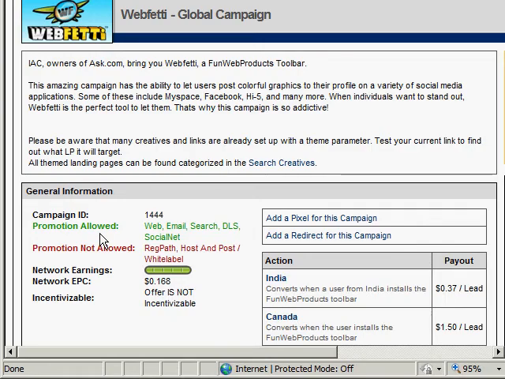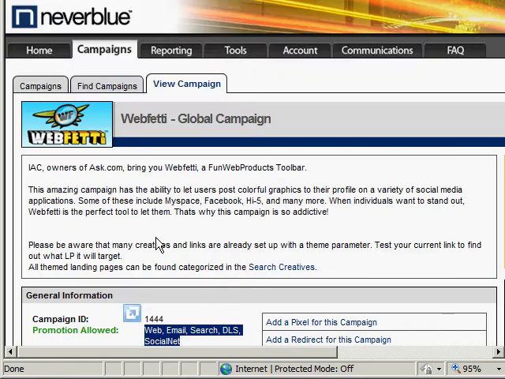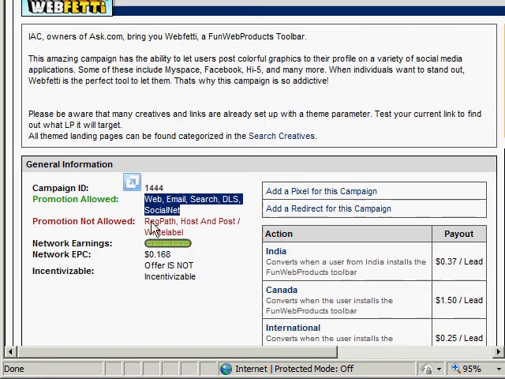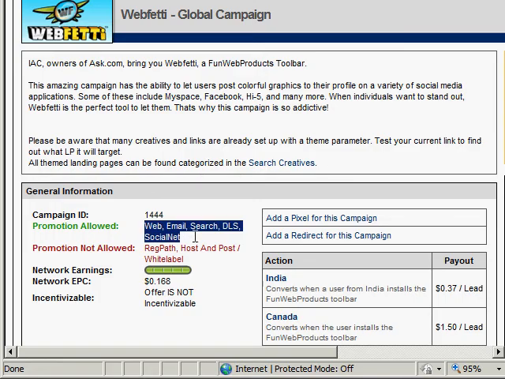Some allow you to do web, email, search, meaning PPC, DLS, social networking, but promotion that's not allowed is these here. But these are pretty much the general ones, so I wouldn't really worry that much about it. And most of them allow you to do this.